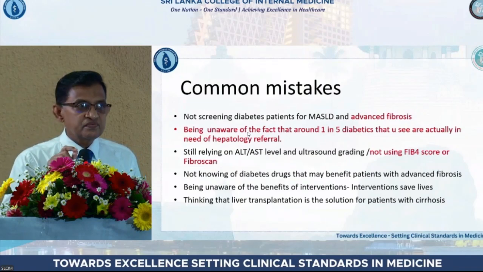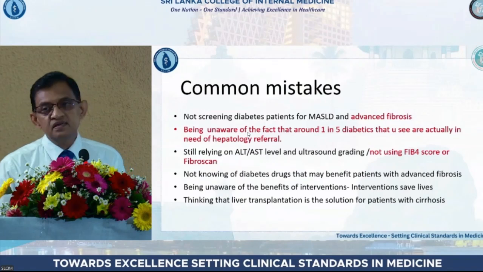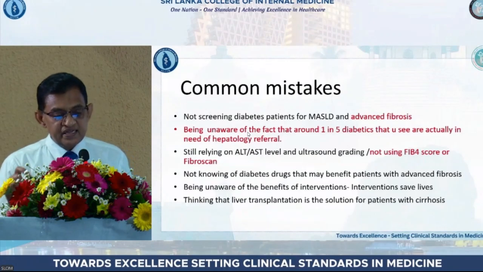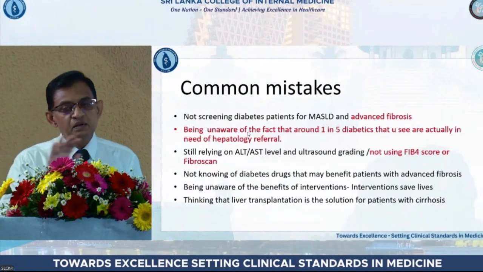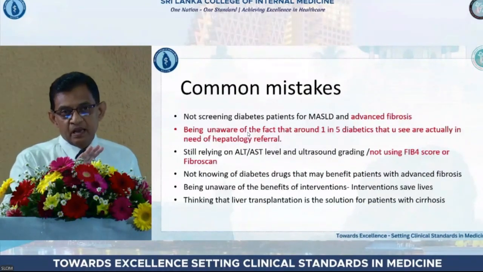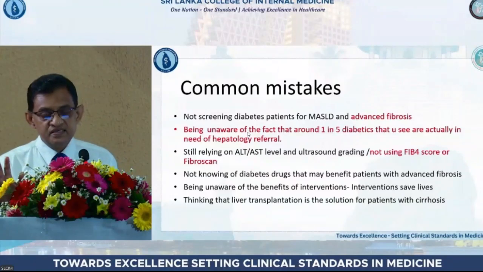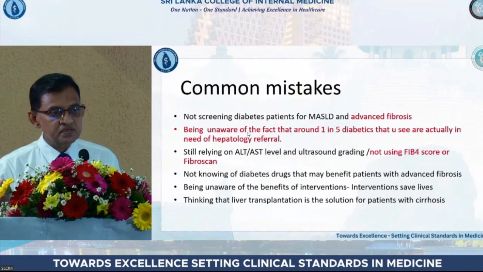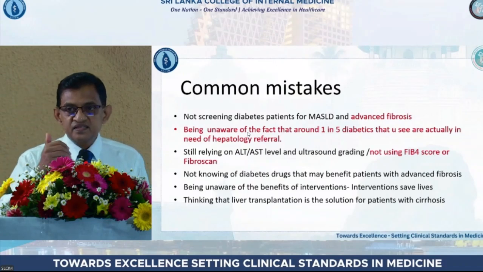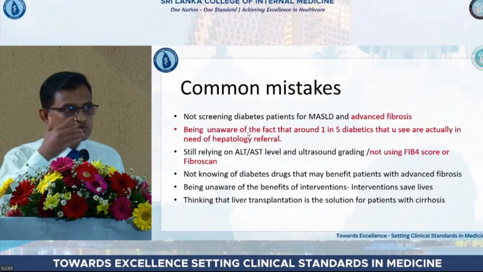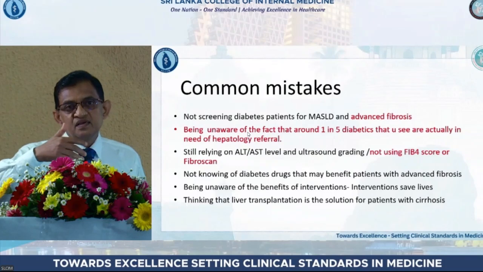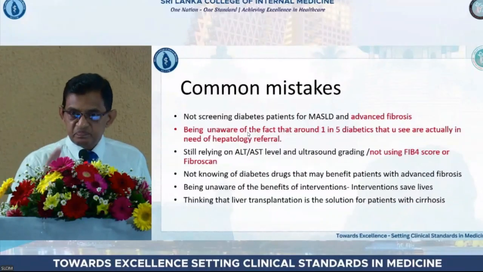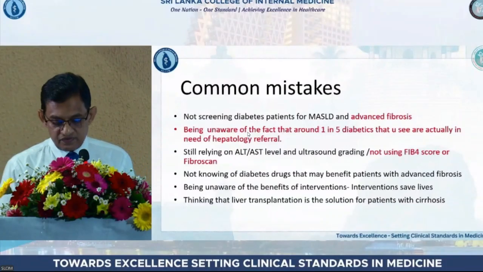Being unaware of the fact that interventions do work in fatty liver with advanced fibrosis. Thinking liver transplantation is the solution for patients with cirrhosis. Absolutely not. Liver transplantation is absolutely difficult. It's not for a third world country. 15 million rupees outside, and that same cost here, even for the government. Okay, so the answer is prevention of decompensation. You should not let these people decompensate and get liver cancer. No, right? Prevent decompensation and liver cancer, do not wait to transplant.